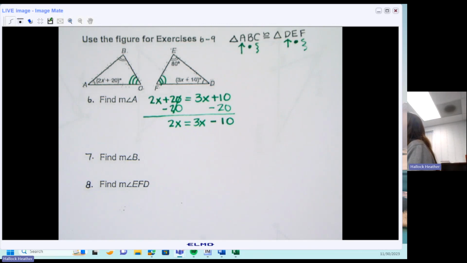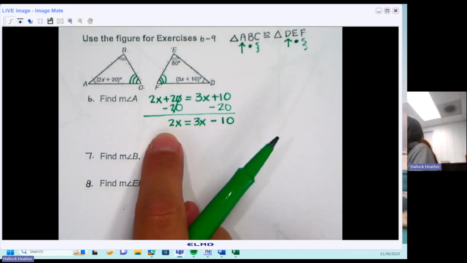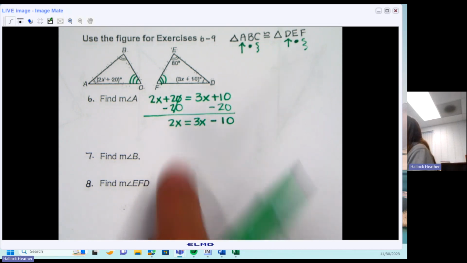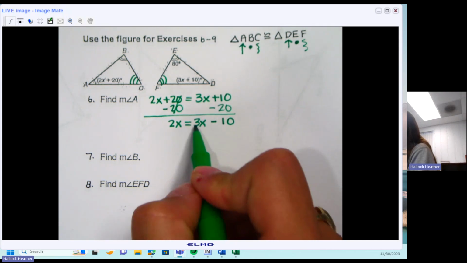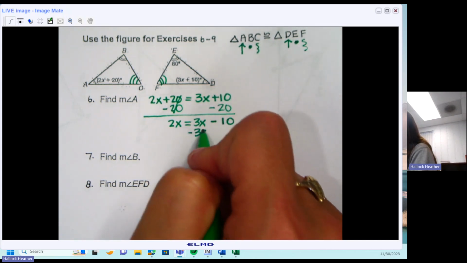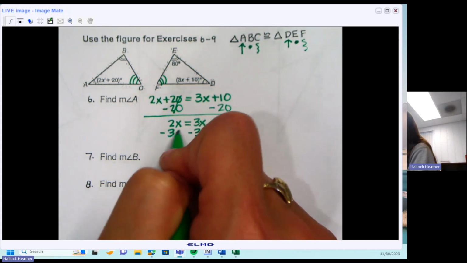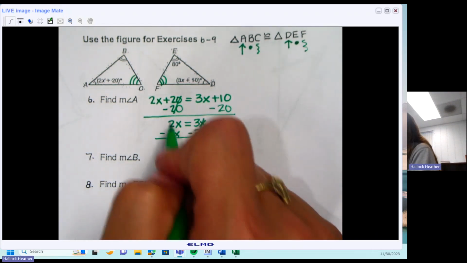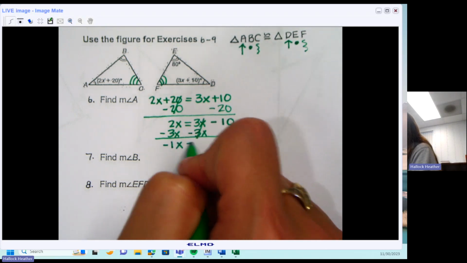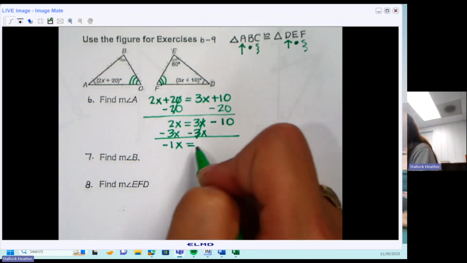And then this is where people get stuck, because they want to take 2 and 3 and add it to make 5, but you can't do that. There's an equal sign between them. So what do I have to subtract to both sides? 3x. 3x is positive, so I'm going to minus it. Because they're on opposite sides of the equal sign, you have to use opposite operations. 2x minus 3x is negative 1x, which equals negative 10.